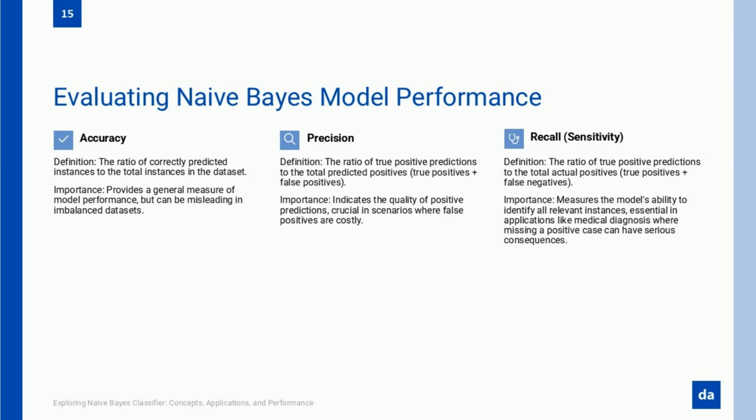But even the best models need optimization. So how do we improve naive Bayes' performance further? Up next, we'll explore hyperparameter tuning, feature selection, and other techniques to refine and enhance this classifier.